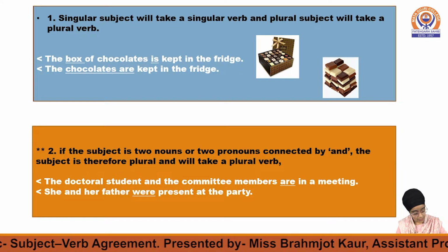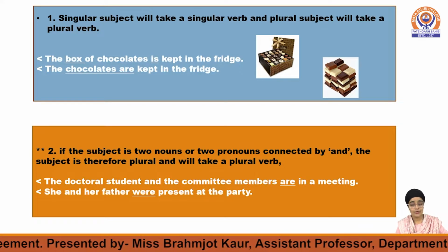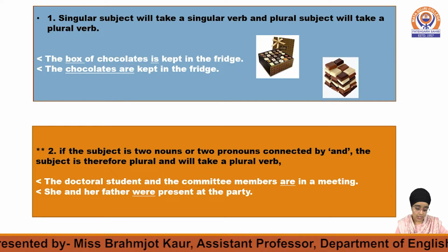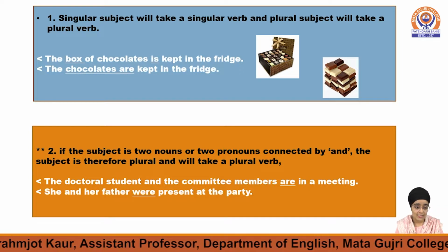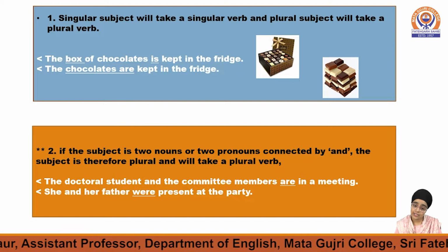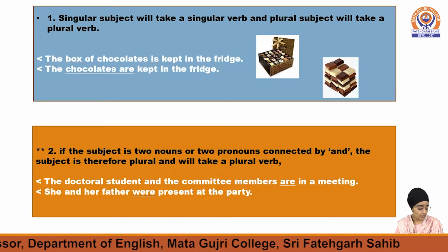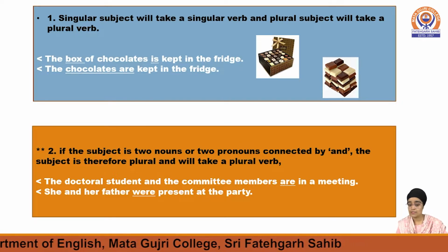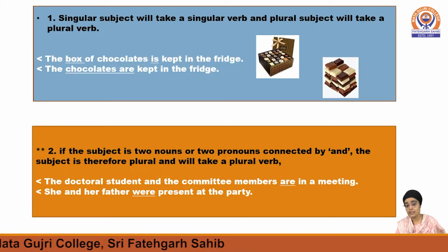So now coming to the main topic, subject-verb agreement, meaning which verb will go with which subject, or which verb will a subject take. So there is one basic rule: a singular subject will take a singular verb and a plural subject will take a plural verb. For example, the box of chocolates is kept in the fridge. So first find out the subject in a sentence and then find out the verb.